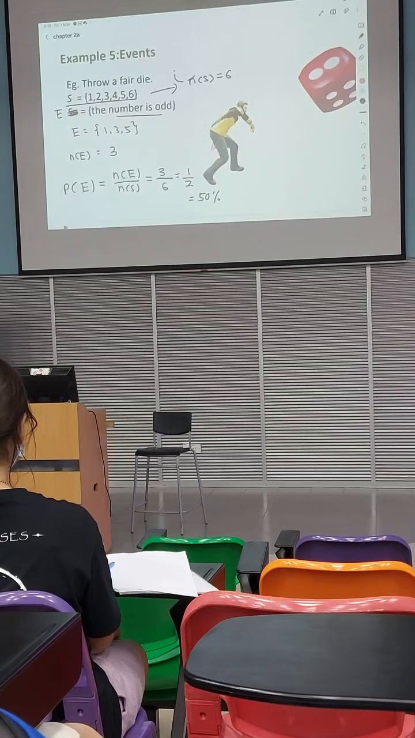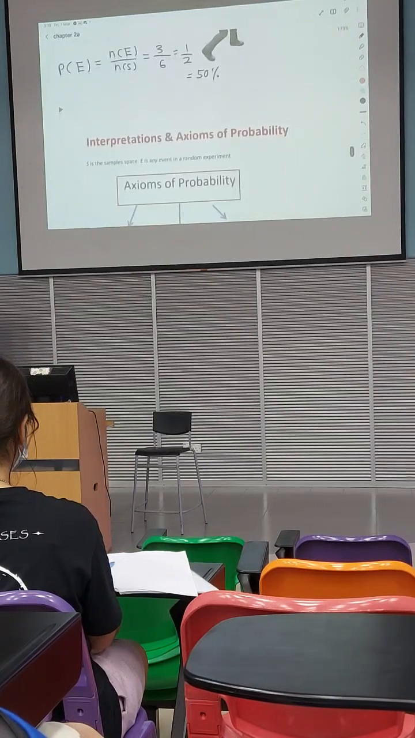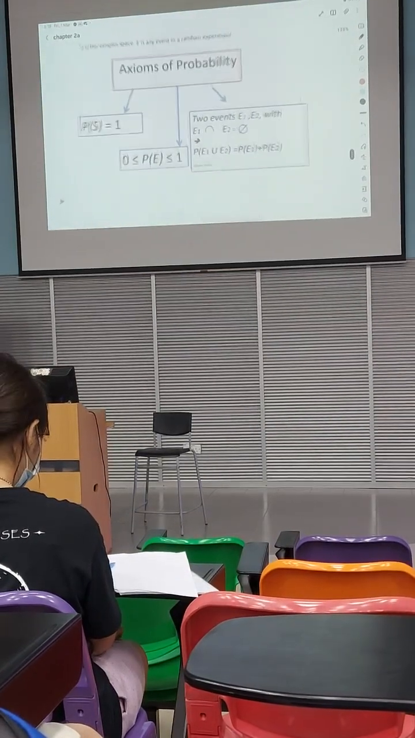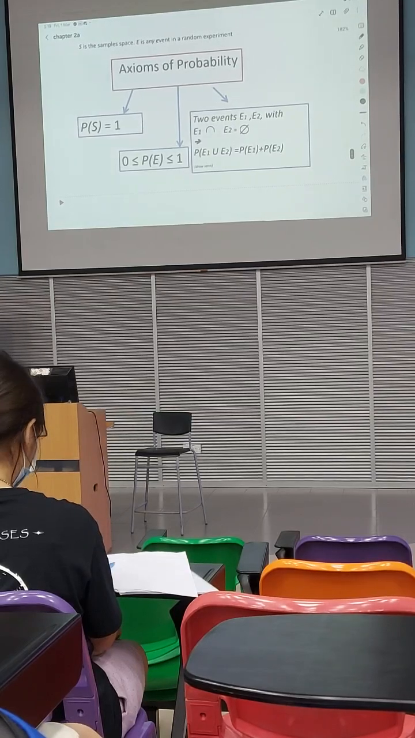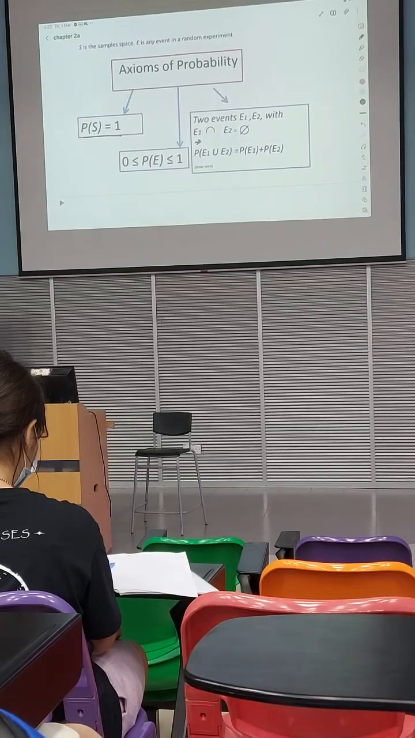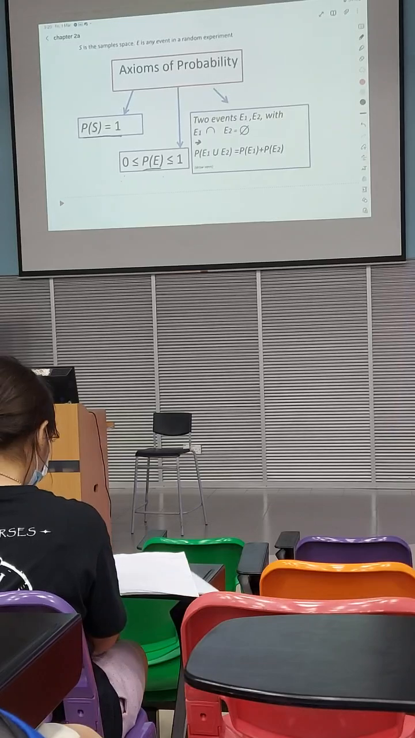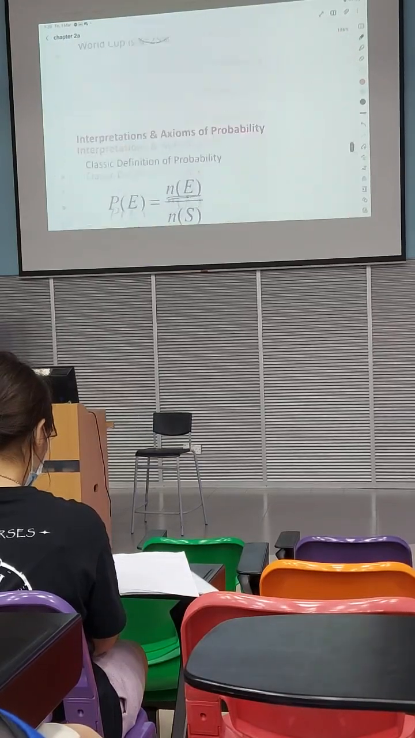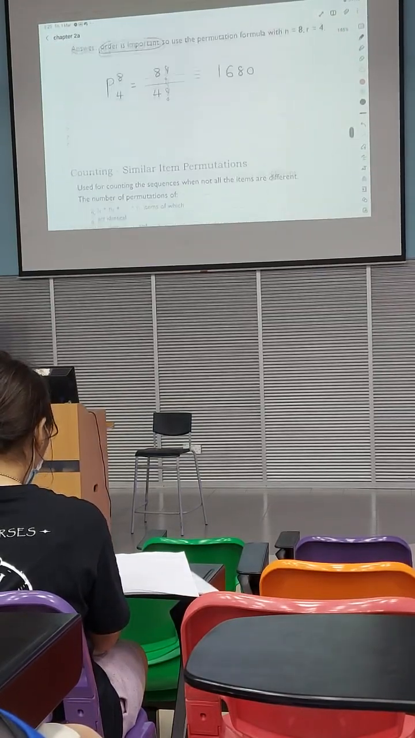Alright, so now, again, there are a few characteristics of the probability. The probability of the sample space must be equal to 1. The probability of the events must be between 0 and 1. So now let us go back to this example.